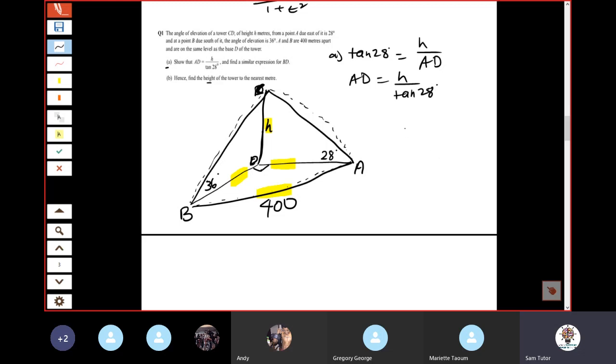Cool. Find a similar expression for BD. Well, again, tan 36 equals opposite over adjacent. So BD equals H on tan 36. You get BD, that's it. That's your A, done.